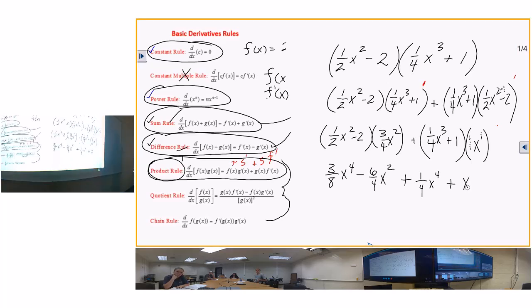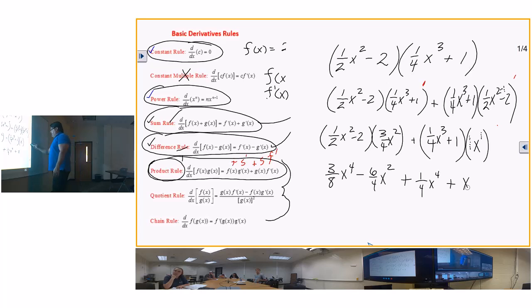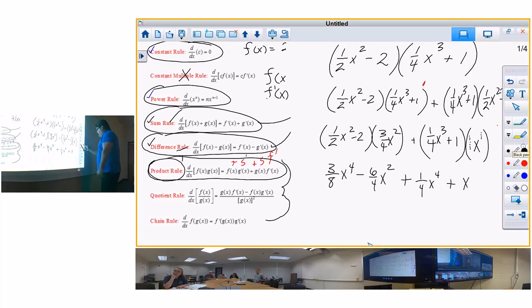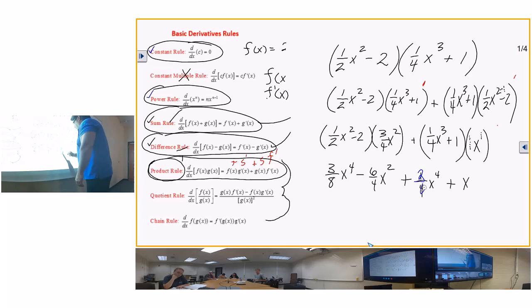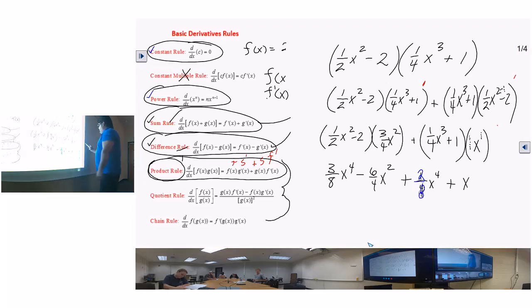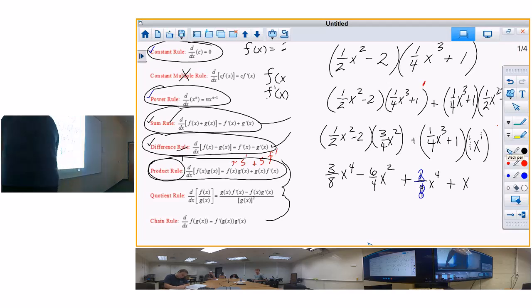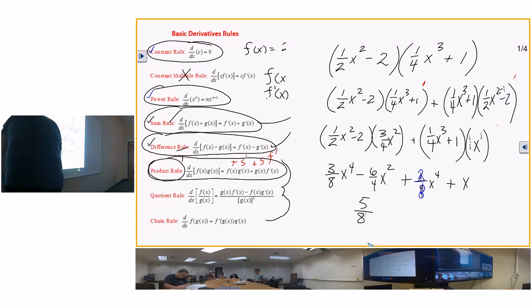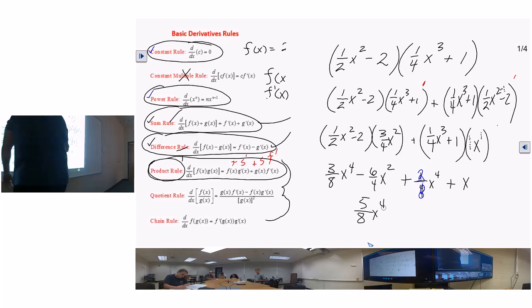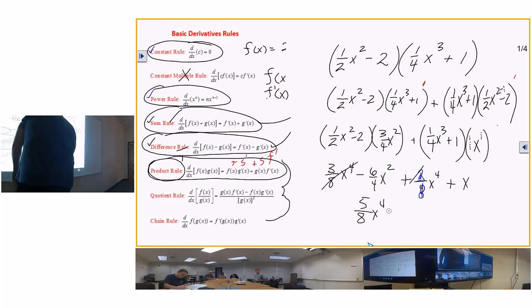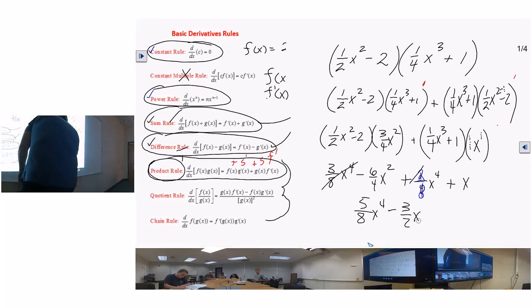Oh my gosh, we got 2x to the 4th. So we have to change that 1/4 into a what? 2/8. So what's 3/8 plus 2/8? 5/8. Minus 3/2 x squared plus x.